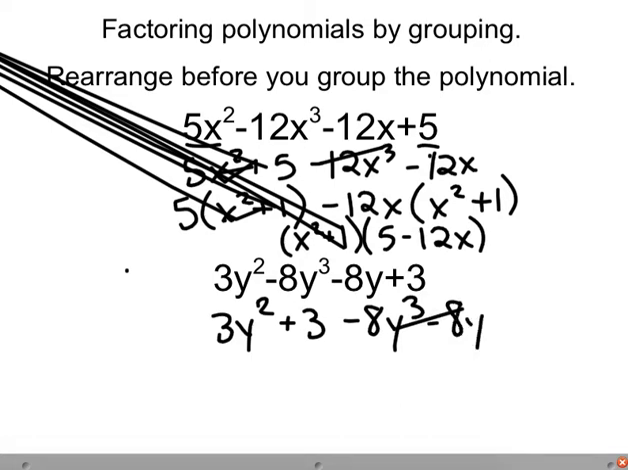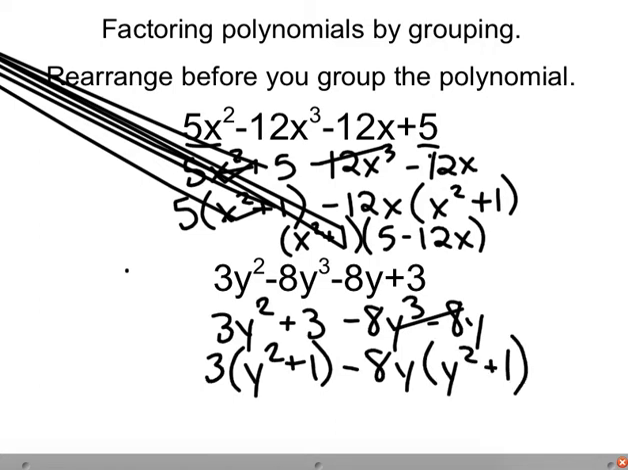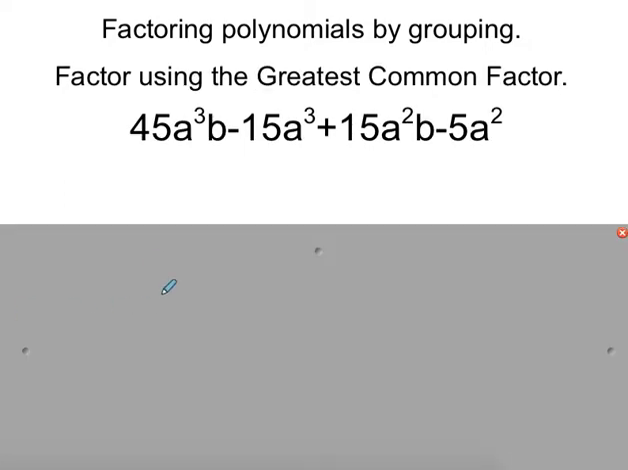And so I say, in the first case, I factor out a 3, and we have y squared plus 1. And I factor out a negative 8y, and so I have a y squared plus 1. And so I factor and say, my factorization is y squared plus 1 times 3 minus 8y. So factorization by grouping ends up being pretty easy, but we do have to make sure that we are factoring with those common terms. Sometimes we need to regroup things.